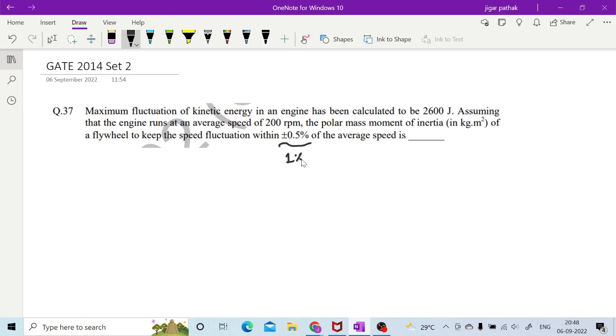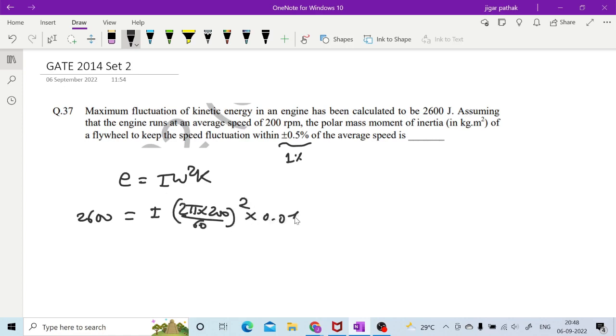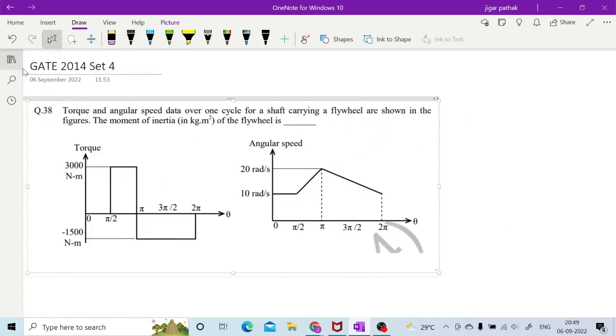Sir, 592. 592.73 something, yes, because here also E is equal to I omega square K, as we have discussed. 2600 is equal to I, omega square means (2 pi 200 by 60) square, and K is 0.01, right? So I will be almost around 592.73 kg.